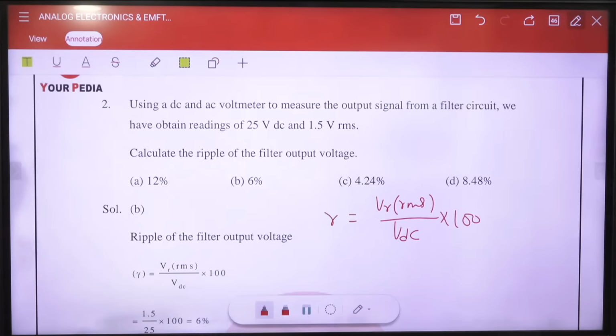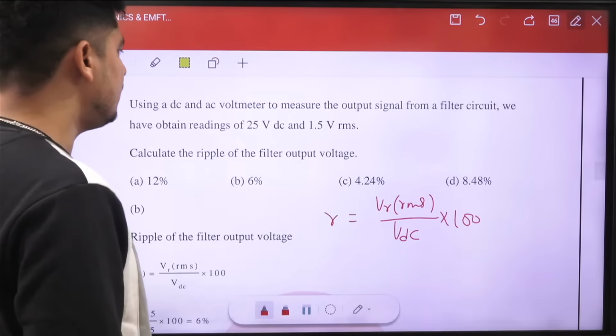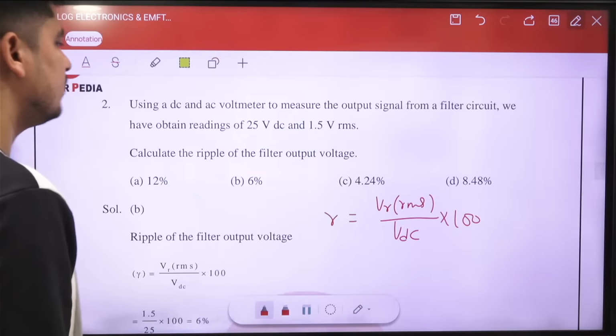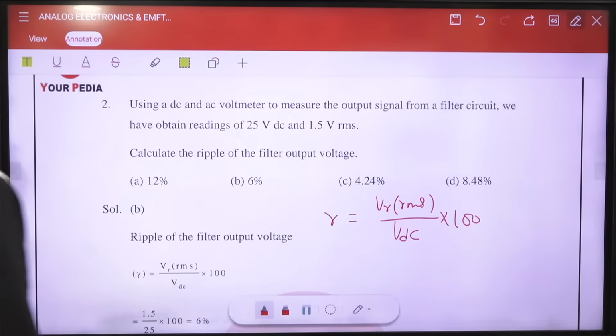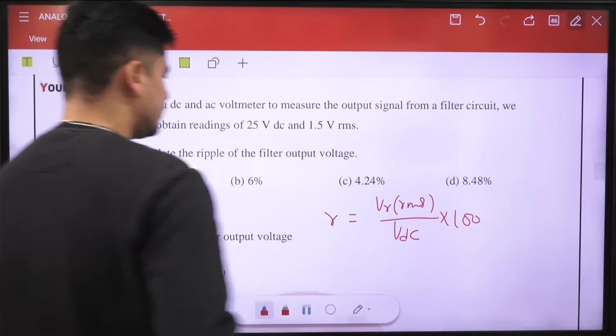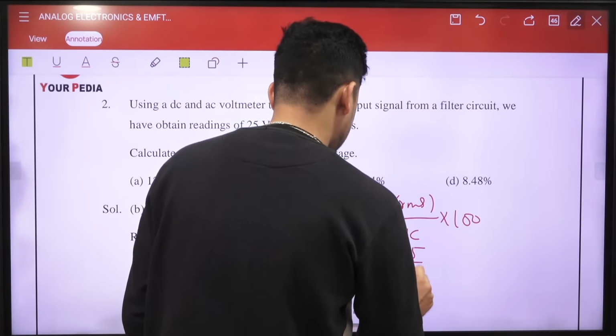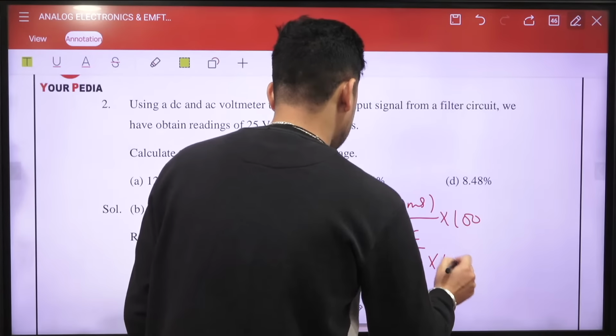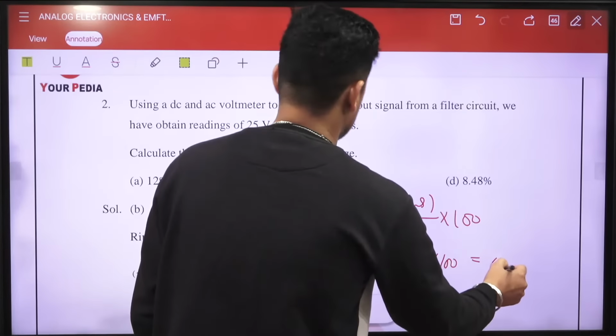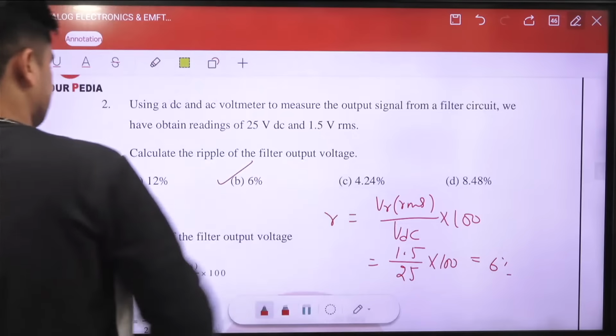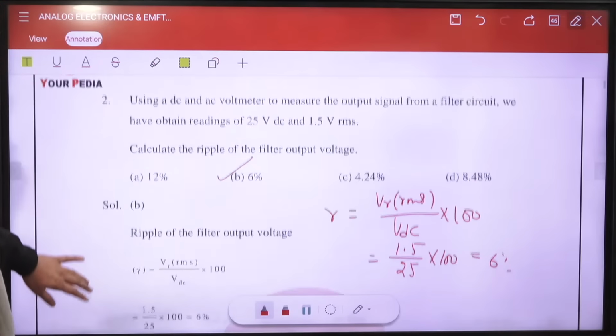He is not directly giving you the values. In a different way he tells you that we are having a DC and AC voltmeter. Generally the DC voltmeter measures the DC value of that signal and the AC voltmeter measures the RMS value. The readings are 1.5 and 25. So how much is this? 1.5 upon 25 into 100. That is going to be 6%. The answer is B for that one also.